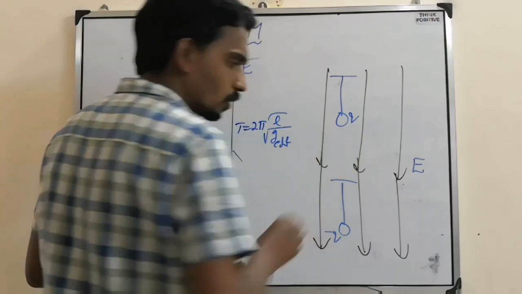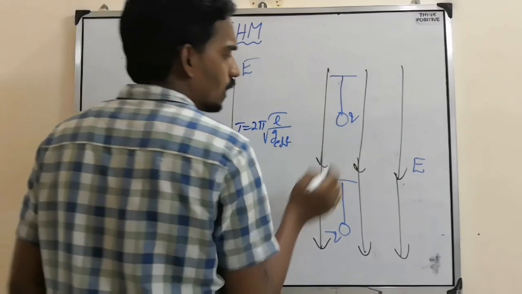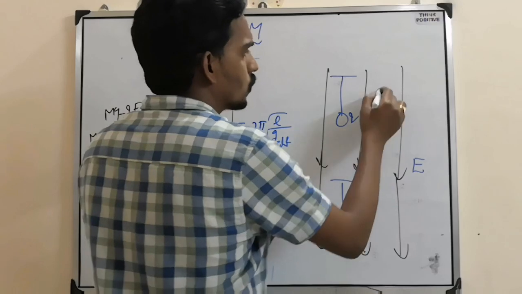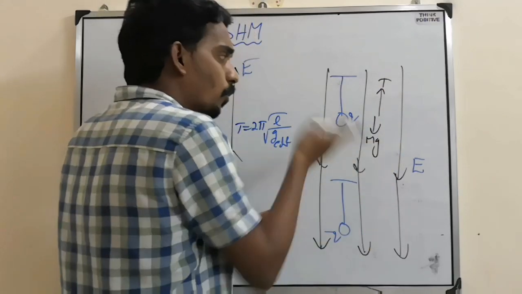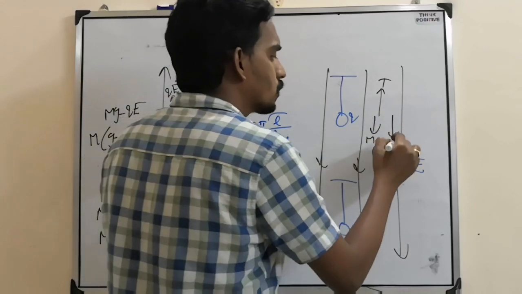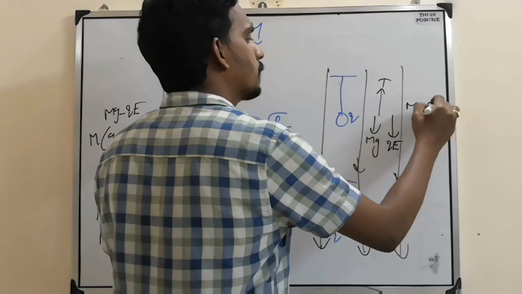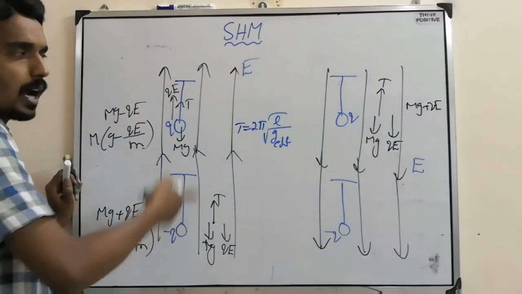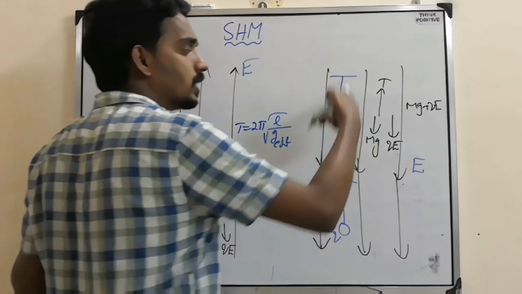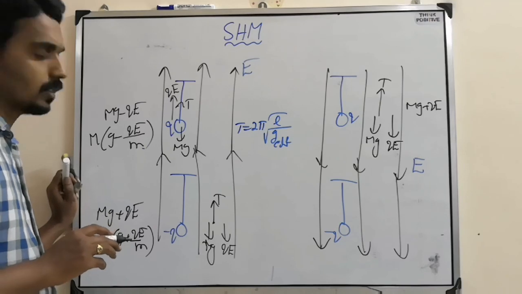Similarly, if you consider these two cases, similar formulas will come. Just see here, positive charge. So tension up, first mg down. Field down, positive charge, so electric force also down. So here also what is the resultant force? mg plus qE, same as this case. So negative charge in upward field and positive charge in downward field give the same time period, same effect.